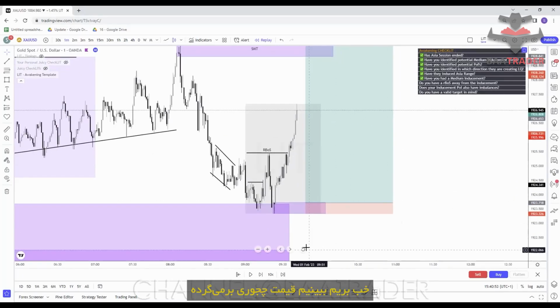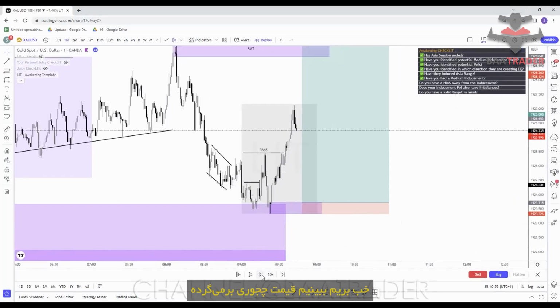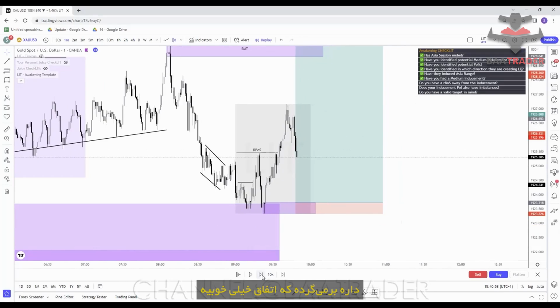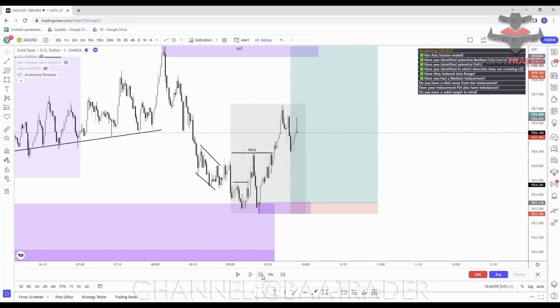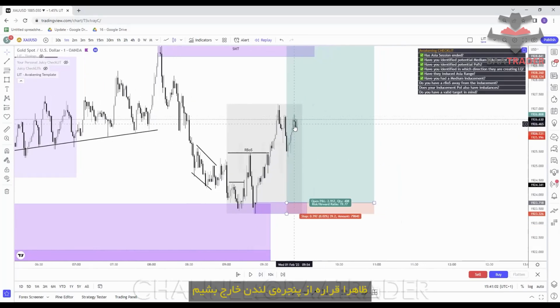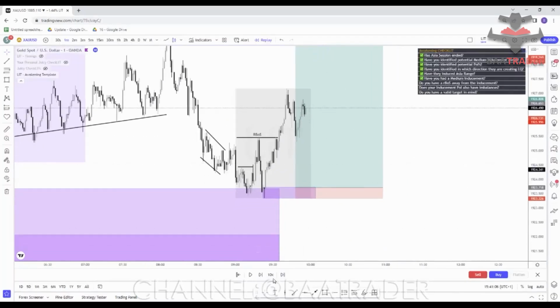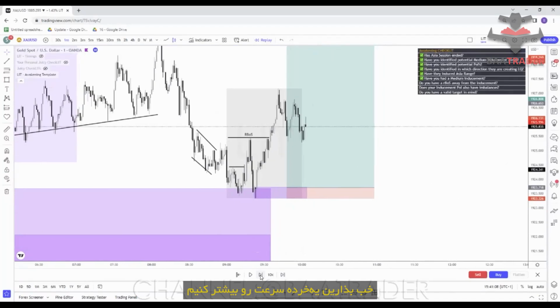So let's see how Paris does return. It's returning, which is great. It looks like we're going to extend outside of the London window. That's also fine. So let's speed it up a little bit quicker.